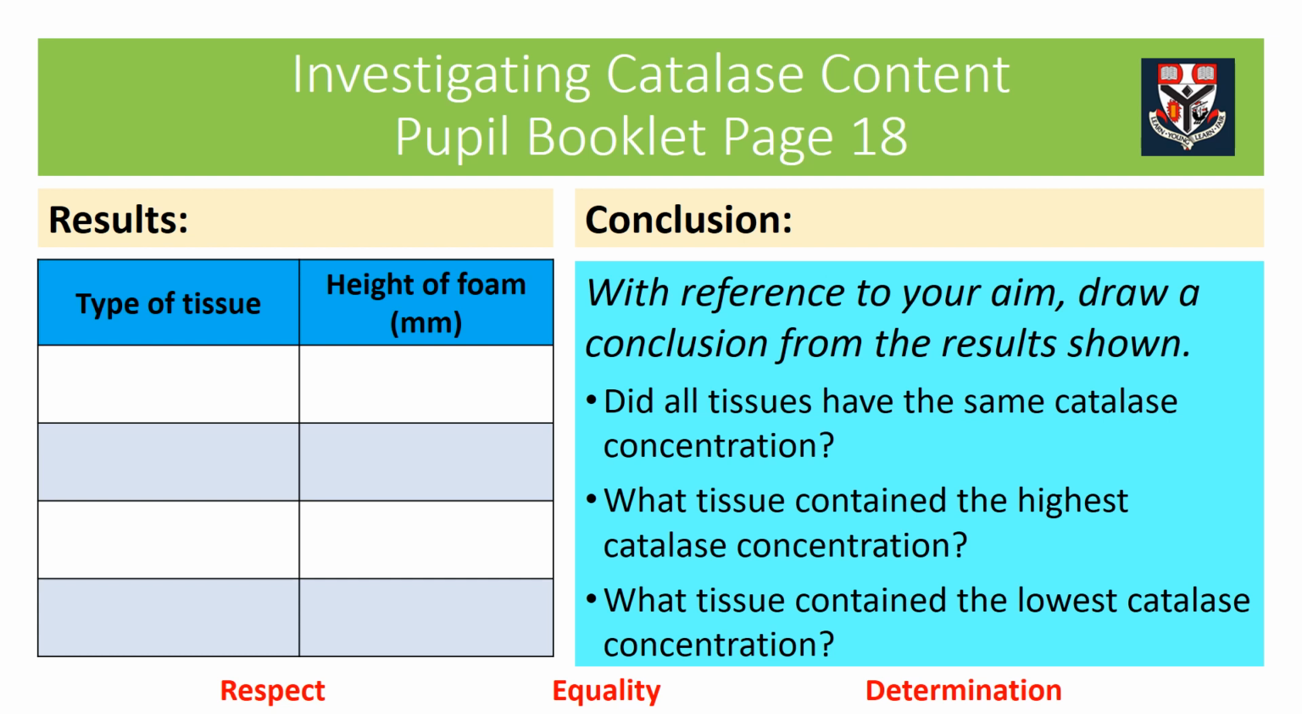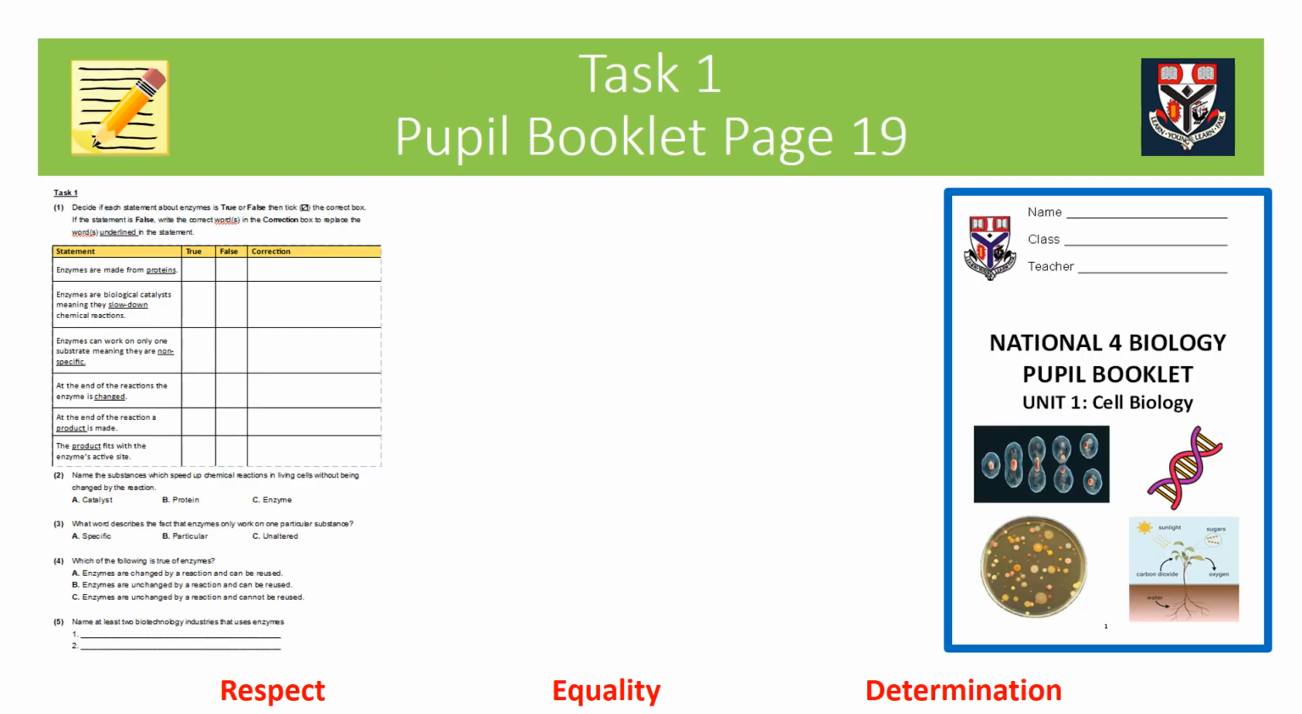There is also space on page 18 for you to complete a conclusion, thinking about, did all the tissues have the same catalase concentration? Which tissue contained the highest catalase concentration? And identifying which tissue contained the lowest catalase concentration. You will find tasks on page 19 of your pupil booklet to be completed, identifying examples of properties and functions of enzymes.